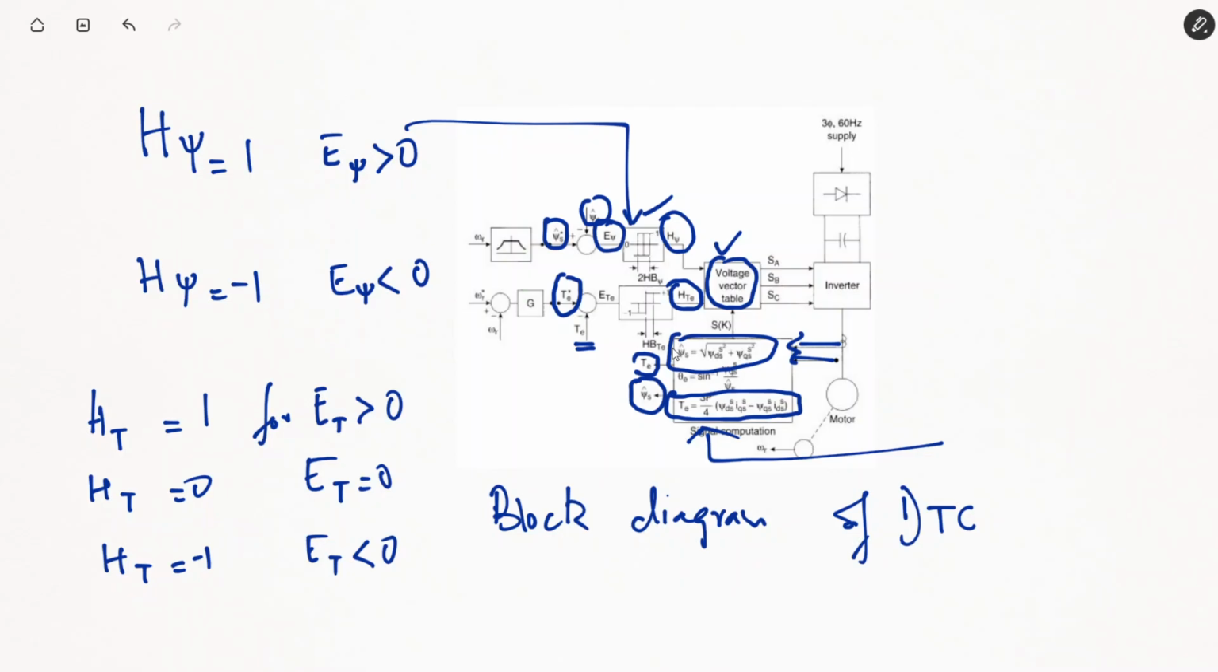So now from the torque control loop, what we have obtained is 3 levels of digital output, and from the flux control loop, we have obtained 2 levels of digital output. Now, using this knowledge, what will the vector modulation scheme do?